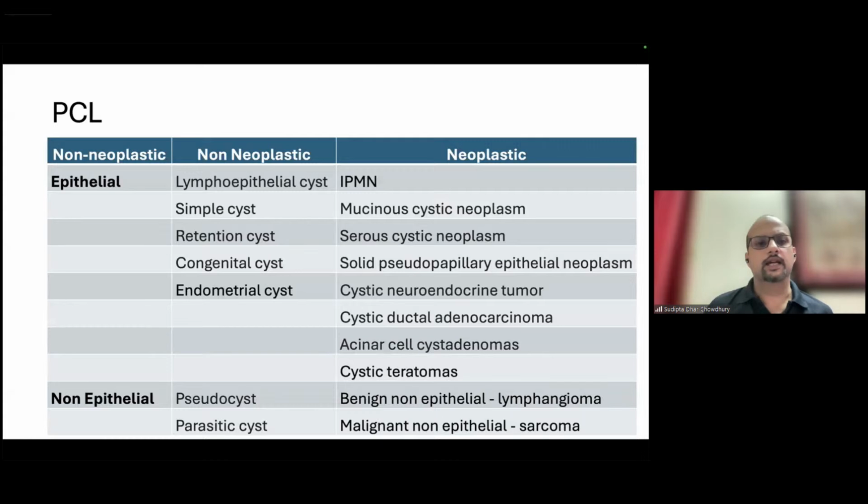Now, pancreatic cystic lesions can be non-neoplastic or neoplastic, and they are primarily classified into epithelial and non-epithelial. The non-neoplastic cysts of epithelial origin include simple cysts, retention cysts, congenital cysts, and endometrial cysts. The non-epithelial cysts include the pseudocyst and the parasitic cyst. The neoplastic cysts include IPMN, mucinous cystic neoplasm, serous cystic neoplasm, and solid pseudopapillary epithelial neoplasm, or SPEN as we call it. Interestingly, we also have some cysts which develop as a degeneration of solid tumors, like the cystic neuroendocrine tumor or cystic ductal adenocarcinoma, acinar cell cystadenomas, and cystic teratomas, and the benign non-epithelial lymphangioma and sarcoma.